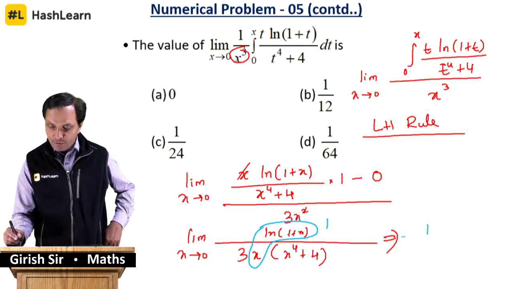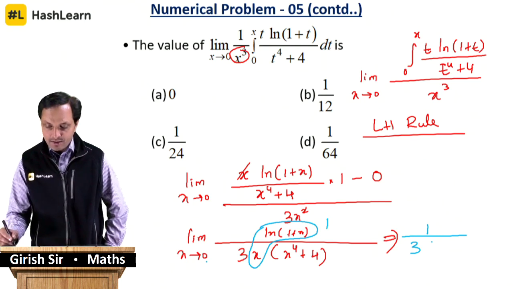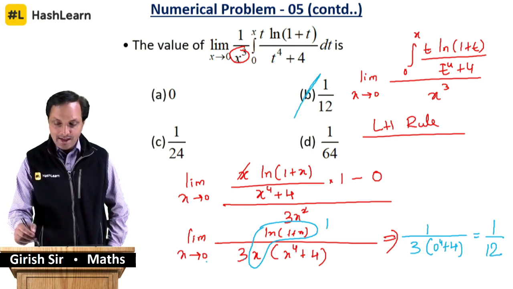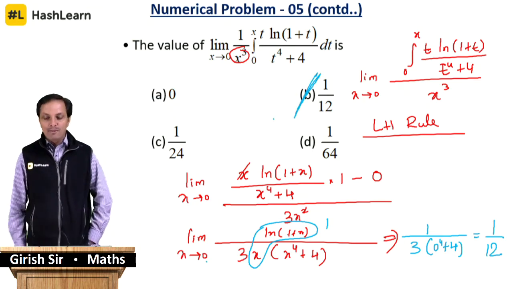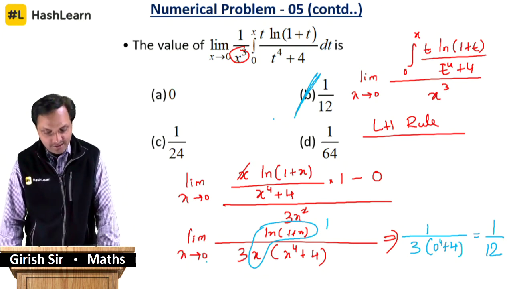So बचा है न्यूमरेटर में 1, नीचे 3 है. आपको x में 0 सब्स्टिट्यूट करना है. So 0 to the power 4 प्लस 4, ये हो जाएगा 1/4 into 3, 12. 1/12 is an option. Option B में 1/12 है, that is the right choice. Option B is the answer.